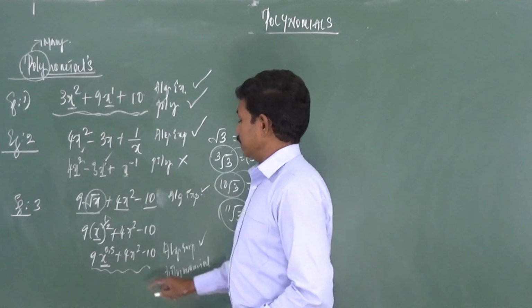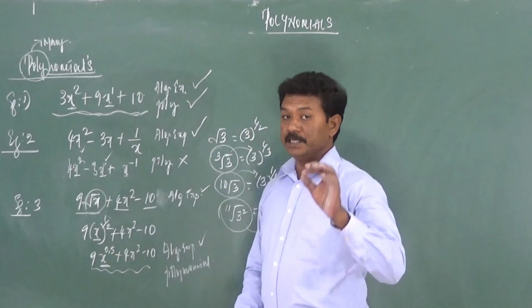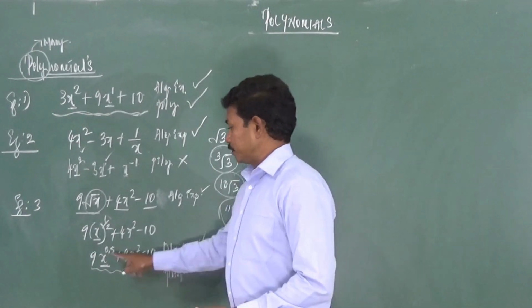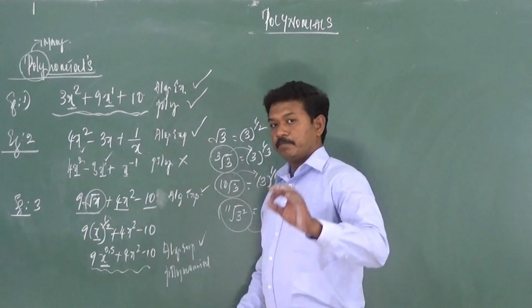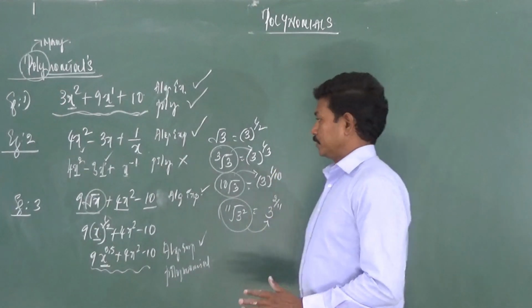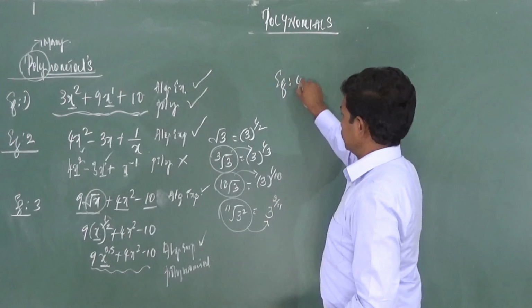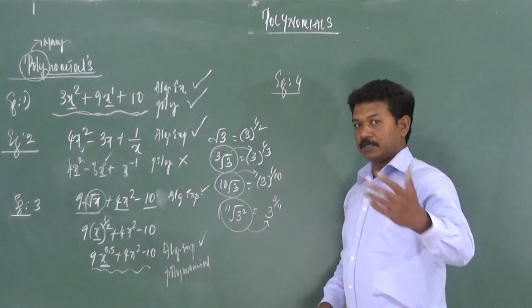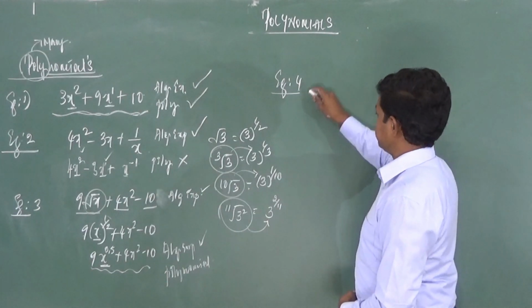Because the degree of the variable, as I told you, should be a whole number and 0.5 is not a whole number, therefore it is not a polynomial. I hope you understood. Let us go with example 4. To understand better, I will take another example.